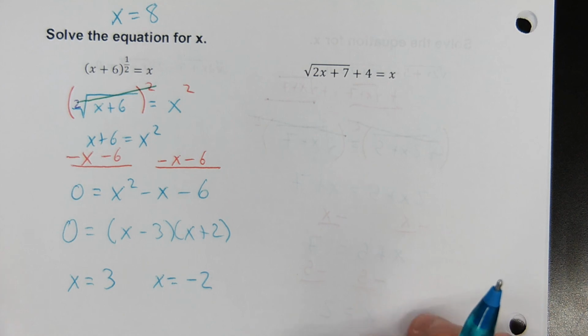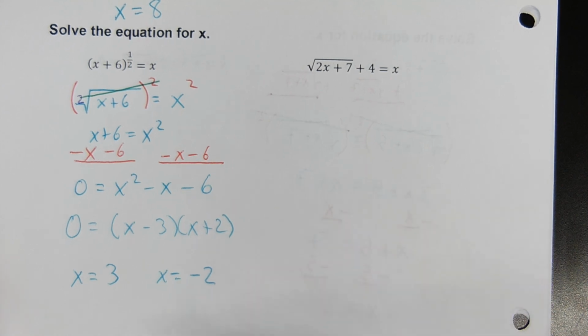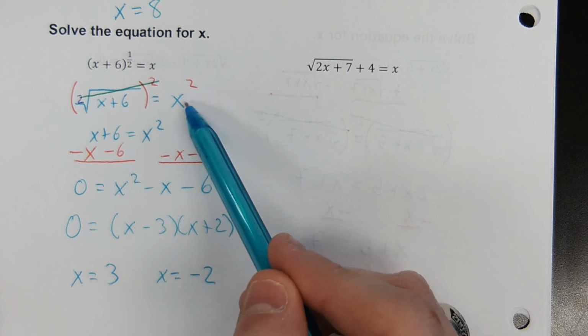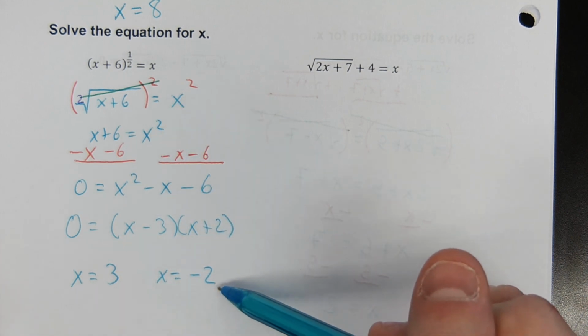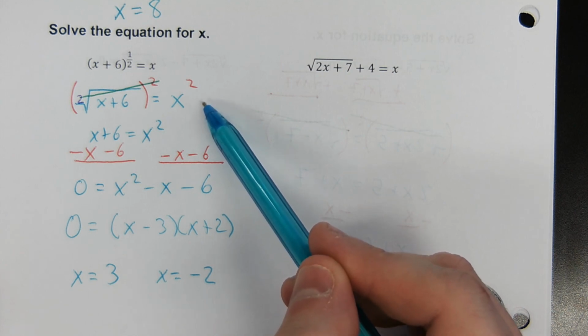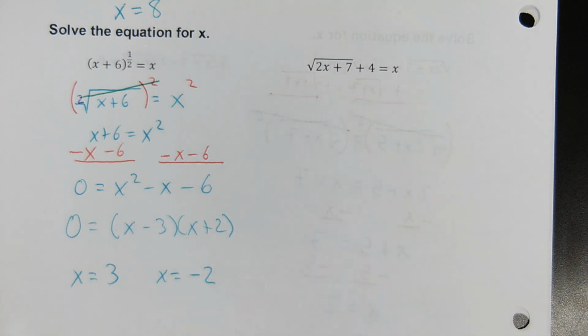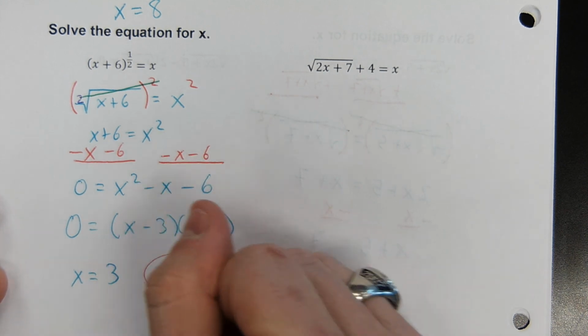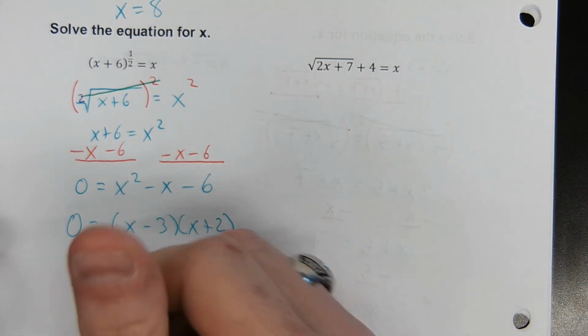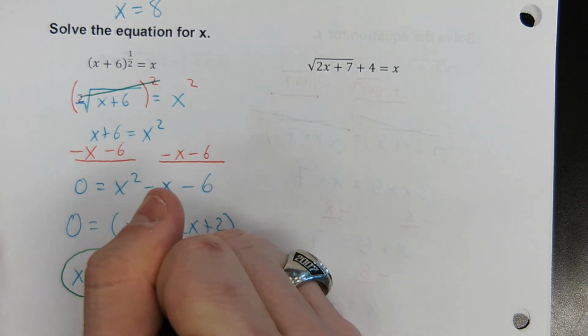Make sure you always check the answers to see that they work. When you plug in 3, you get the square root of 9 equals 3 because there's a 3 right there. And that works perfect. You plug in a negative 2 and you get the square root of 4 equals negative 2. Square root of 4 does not equal negative 2. So this is an extraneous solution that the algebra gave us, but it does not work. The only real answer is x equals 3.